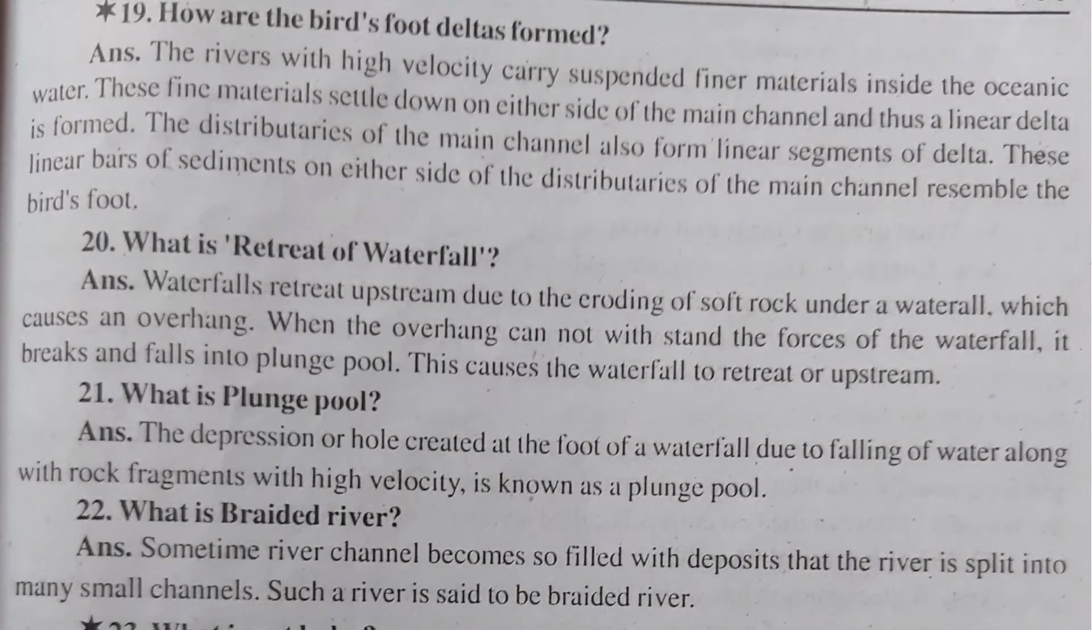Next question is, what is retreat of waterfall? Waterfalls retreat upstream due to eroding of soft rock under a waterfall, which causes an overhang. When the overhang cannot withstand the forces of the waterfall, it breaks and falls into the plunge pool. This causes the waterfall to retreat upstream.